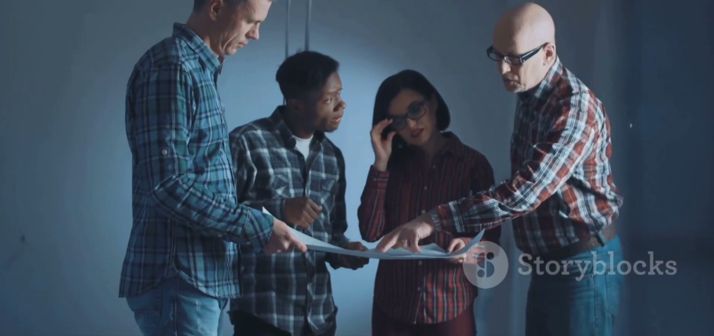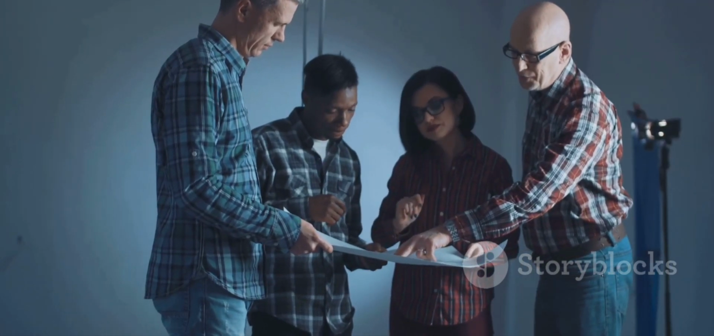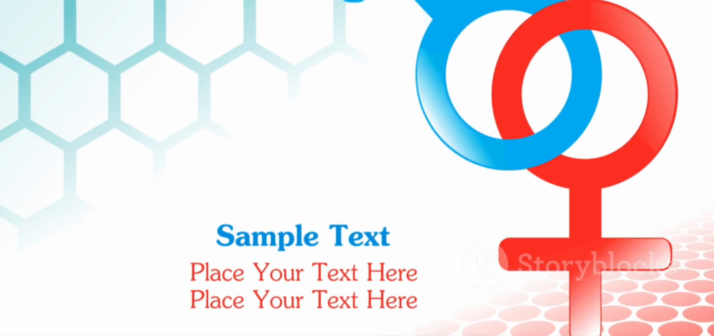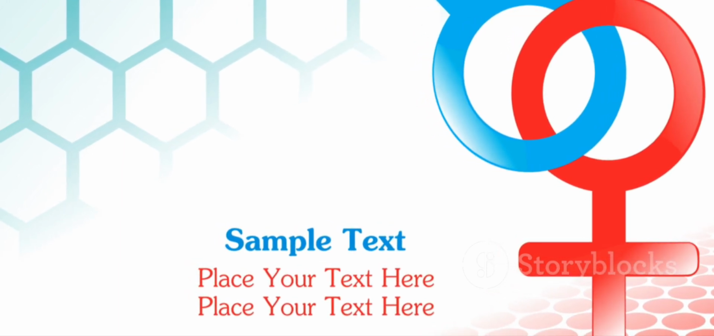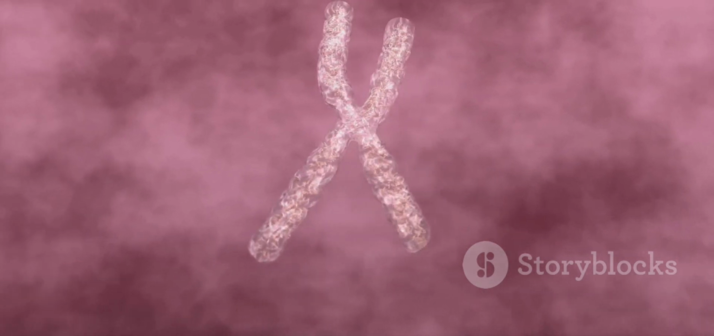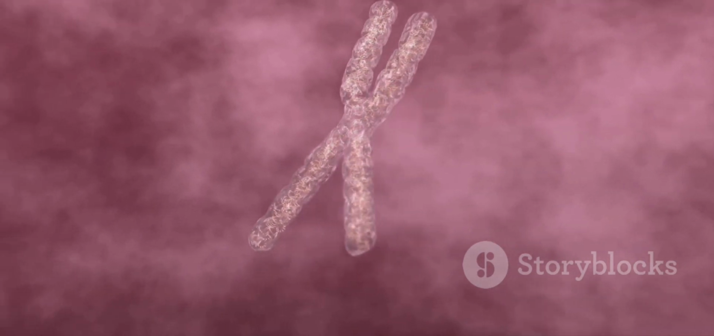G6PD deficiency is more common in certain populations, particularly those of African, Mediterranean, and Asian descent. The inheritance pattern of G6PD deficiency is X-linked recessive. This means that the gene for G6PD is located on the X chromosome, one of the two sex chromosomes.